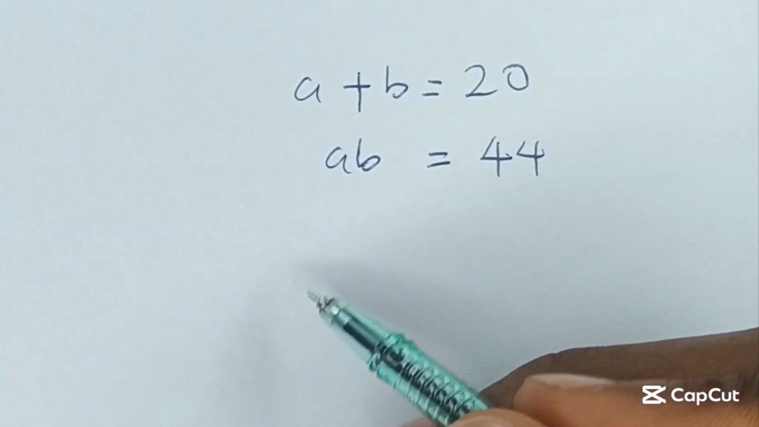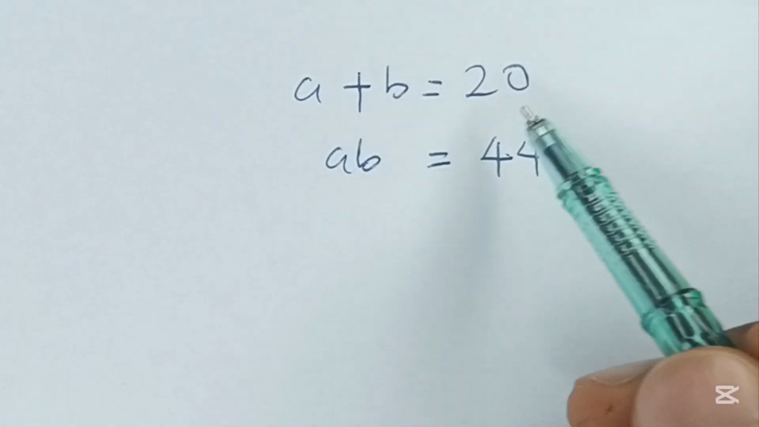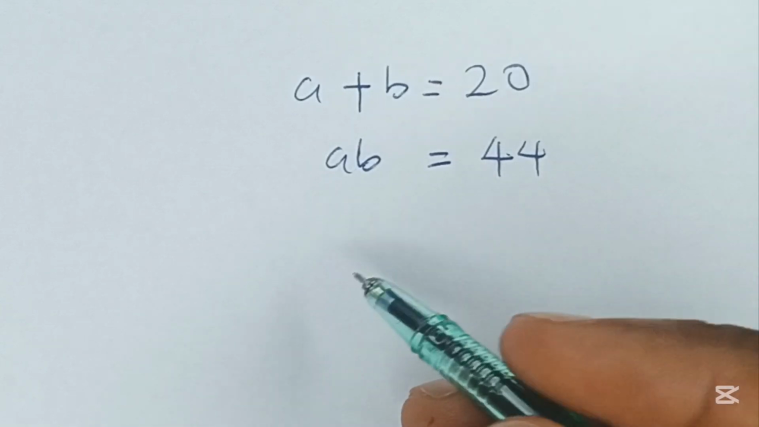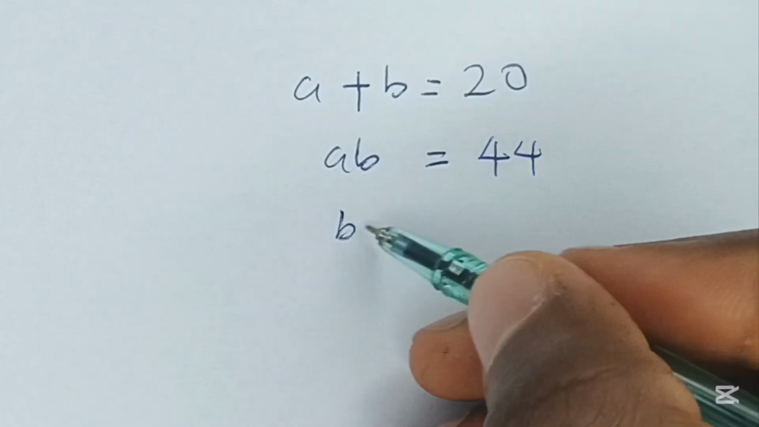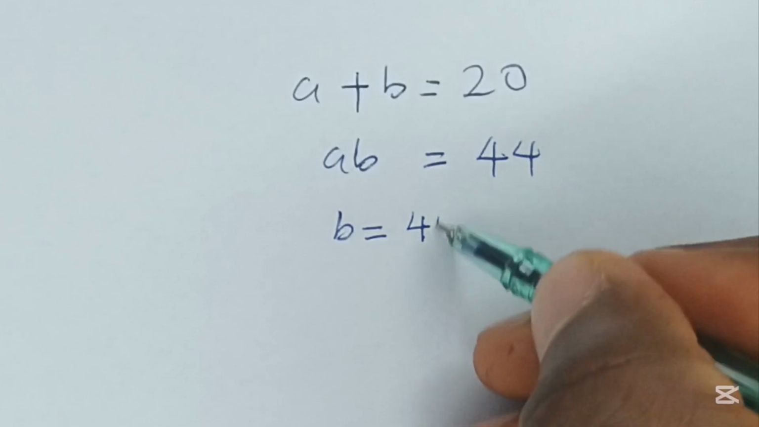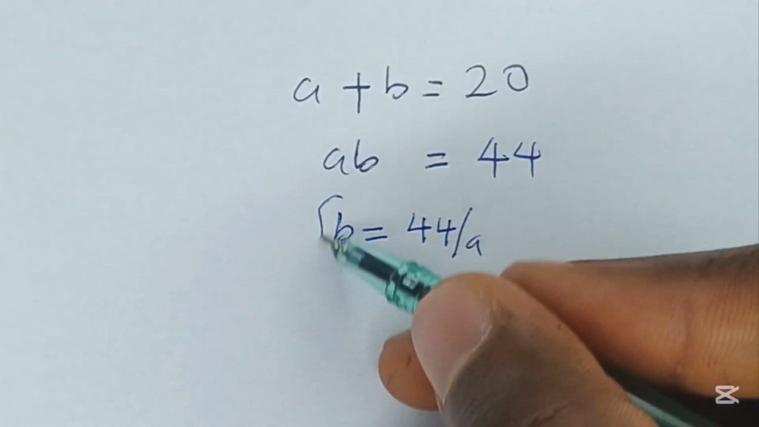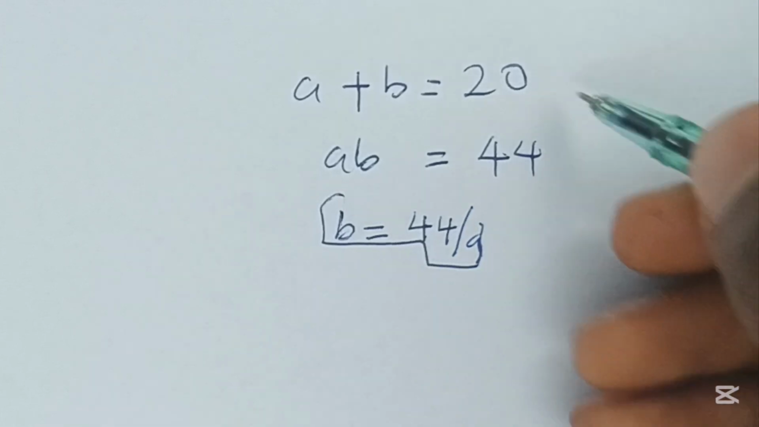Let's solve this equation together. It says a plus b is equal to 20 and a times b is equal to 44. How do we do this? Now, the first thing, we can express b in terms of a to be equal to 44 over a. Now, let's substitute b with 44 over a in the first equation.